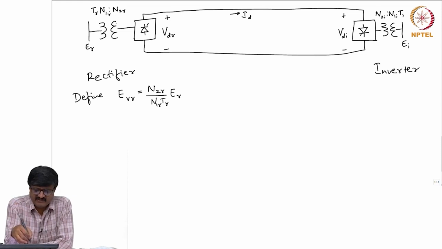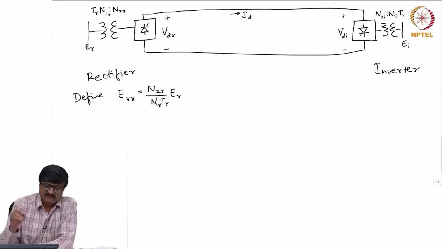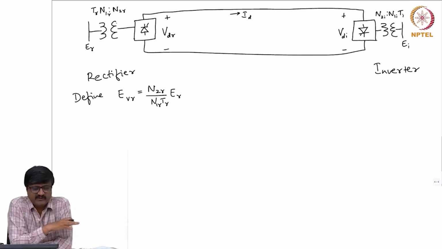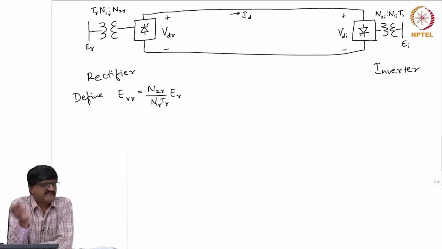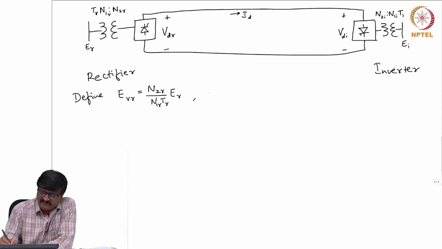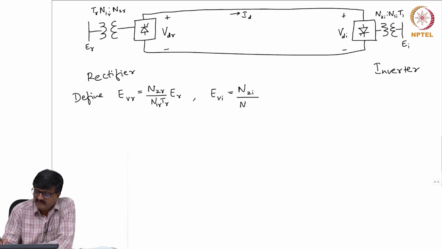Please note that, because I have not shown the inductance. If I had shown the leakage inductance also, then I could have shown this. Now, the subscript V indicates the valve side voltage. See, one is the AC system side voltage ER, EVR is the valve side voltage, V for valve. Okay. Then we also define on the inverter side EVI as N2I by N1I times TI times EI.